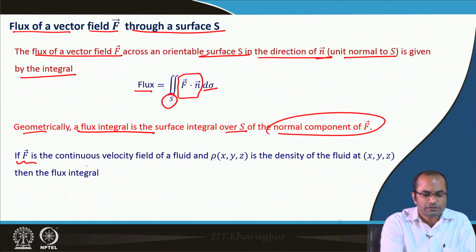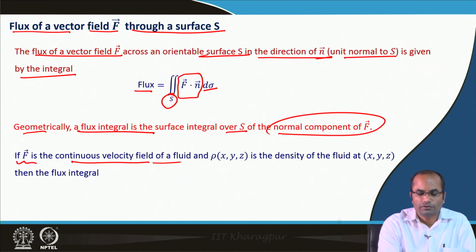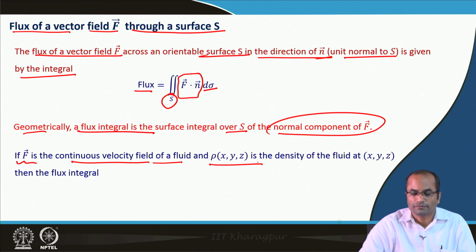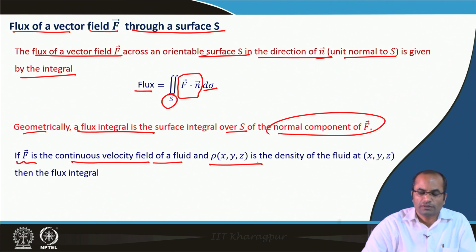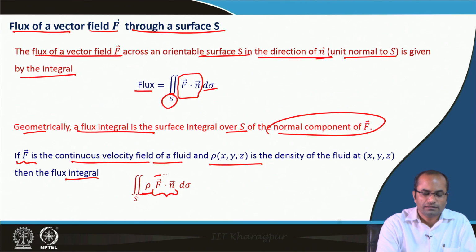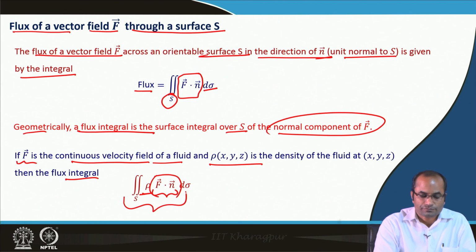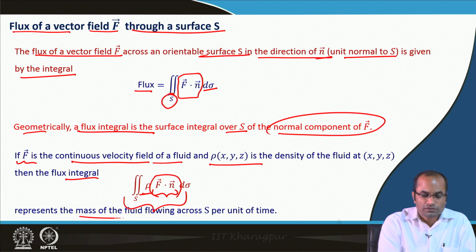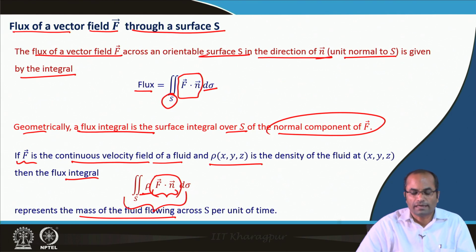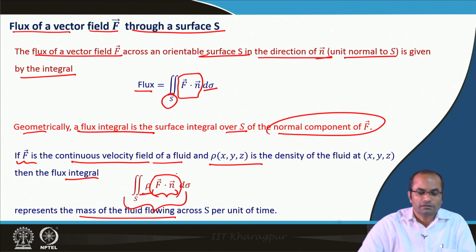So, if f is a continuous velocity field, for example, of a fluid, and rho is the density of the fluid at a point x, y, z, then such a flux integral, rho times f dot n, gives exactly the component of this velocity field along the normal to the surface. So, this will tell us the mass of the fluid flowing across S per unit of volume. It has several other applications, this flux integral.